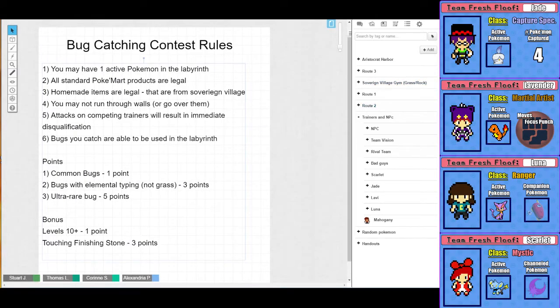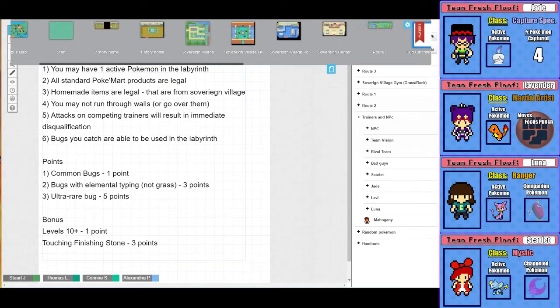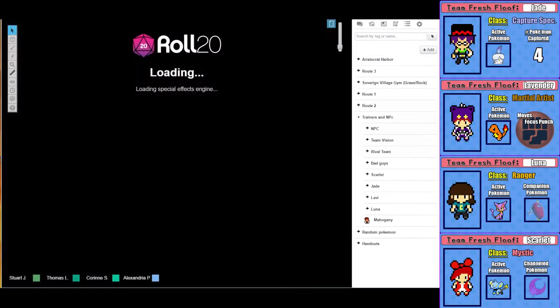Bug catching competition, let's go. Okay. And then, if the bug that you catch is over level 10, so if you catch a Butterfree, technically it would be worth 2 points anyway, because a Butterfree has to be over level 10. Yeah. Point is, get the best Pokemon. Let's do it. Okay, let's go catch some bugs. All right, bugs. I'm excited.